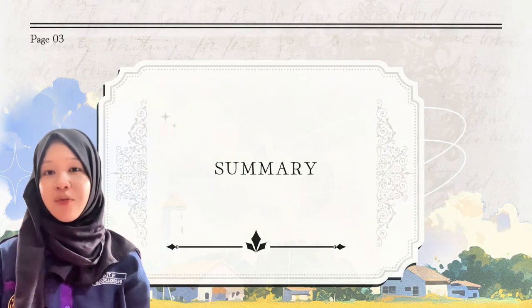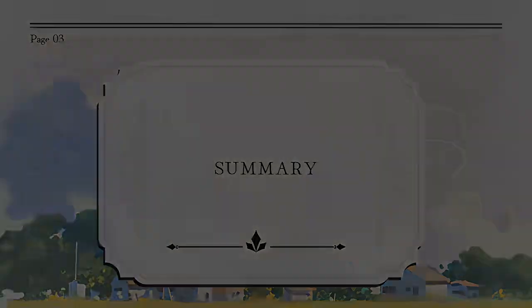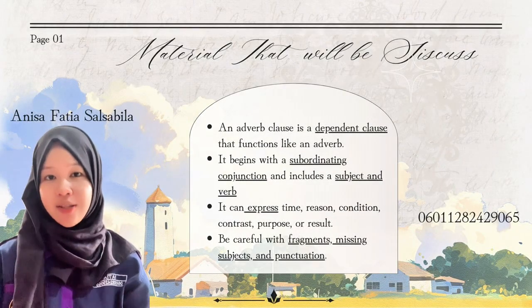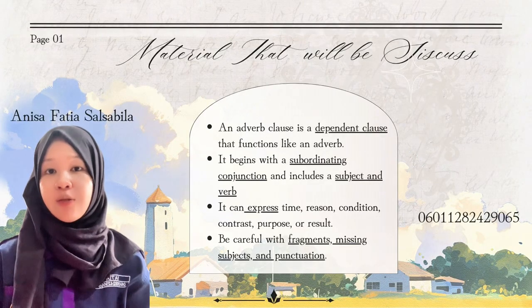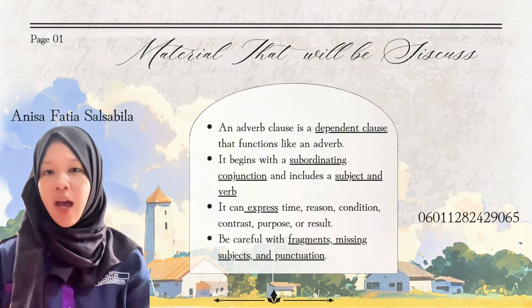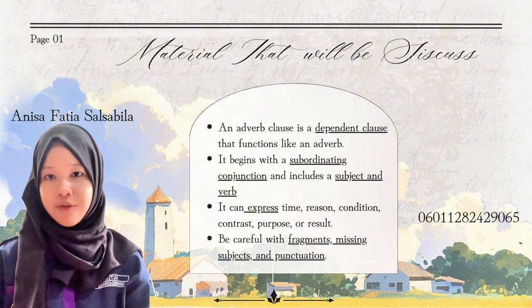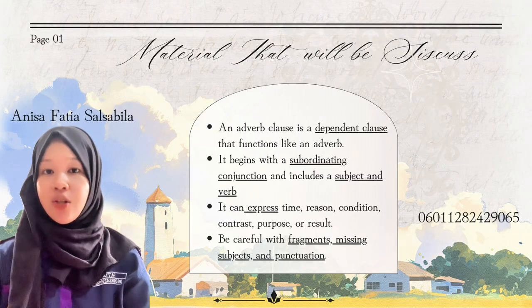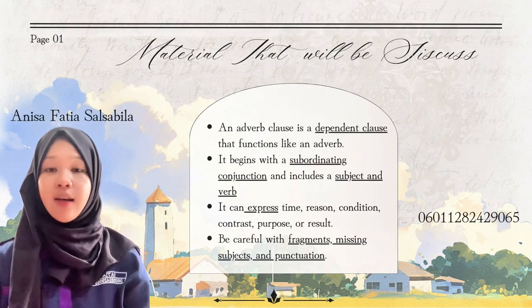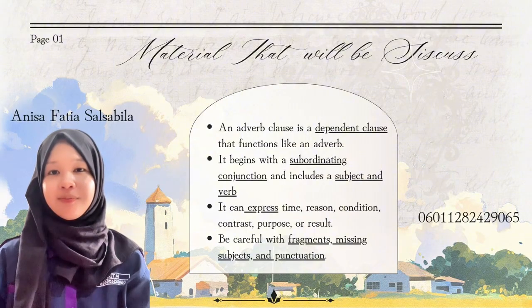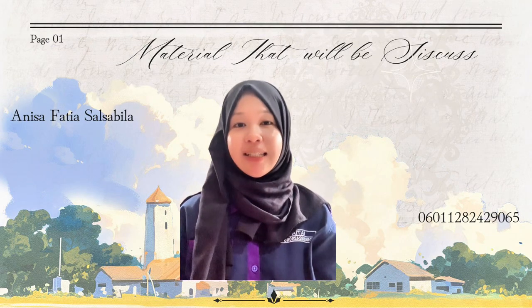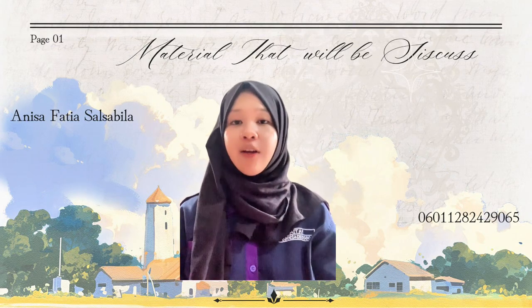So here's to summarize today's lesson. An adverb clause is a dependent clause that functions like an adverb. It begins with a subordinating conjunction and includes a subject and a verb. It can express time, reason, condition, contrast, purpose, or result. Be careful with fragments, missing subjects, and punctuation. So, using adverb clauses will make your English more detailed, logical, and fluent.